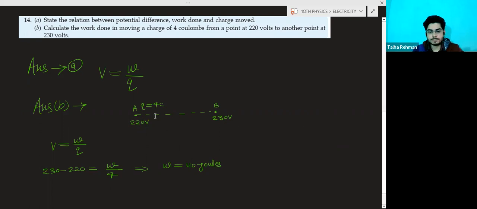Again, I am saying this V is the potential difference or voltage. This is not the potential.